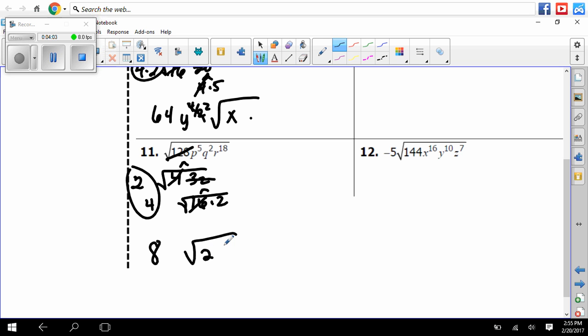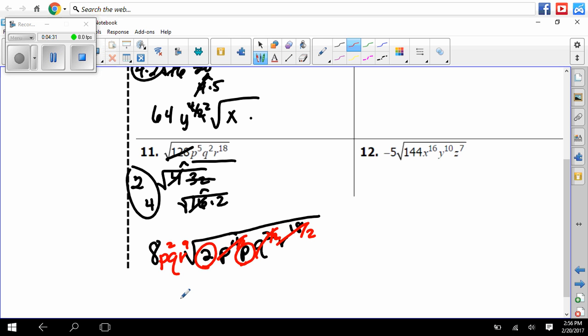radical, and 2. Let's go ahead and break these guys down. So we have p to the 4th, q to the 2nd, and r to the 18th. Well, I can divide this one by 2 and bring it out. So it's p squared. That p is going to stay on the inside. Q to the 2nd, well, divided by 2 gives me 1. Take a q out. And r to the 18th divided by 2, and I get r to the 9th. So in the end, I have 8, p to the 2nd, q, r to the 9th, radical, and left over on the inside is a 2 and a p.